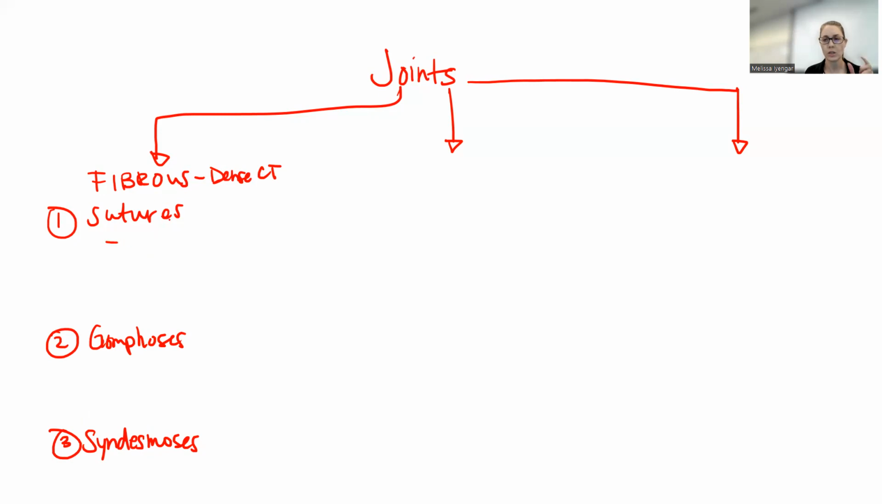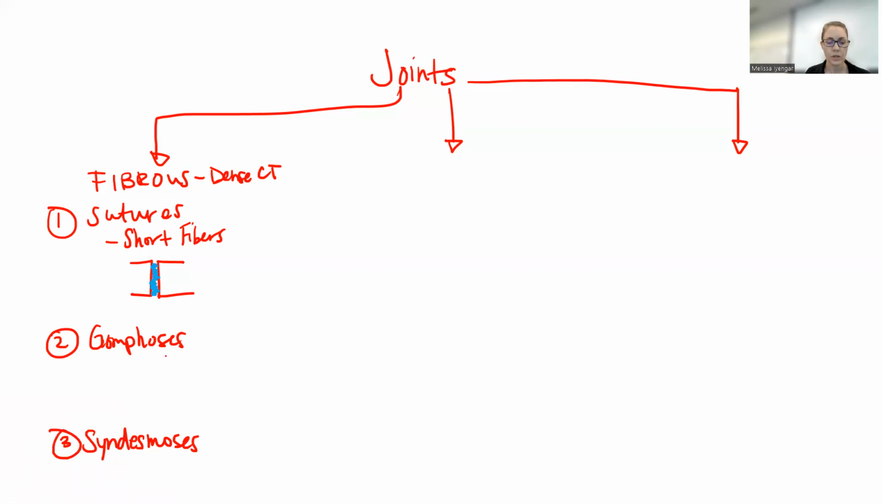For sutures, this is going to be really small, dense connective tissue that goes between two bones. So this is going to be like short fibers. We're just going to say fibers. We'll make it easier. Then you can draw a bone, you can draw another bone like that. And I'm going to use blue as my dense connective tissue that's going to go between my two bones.